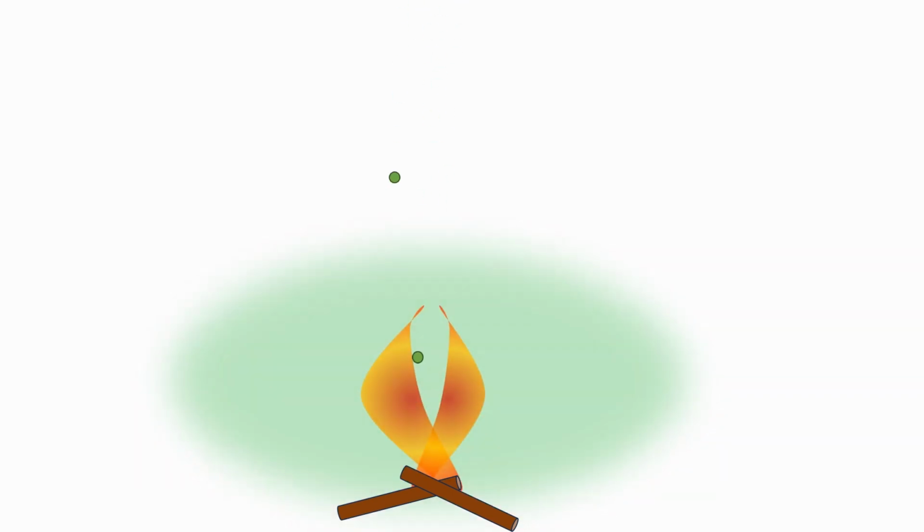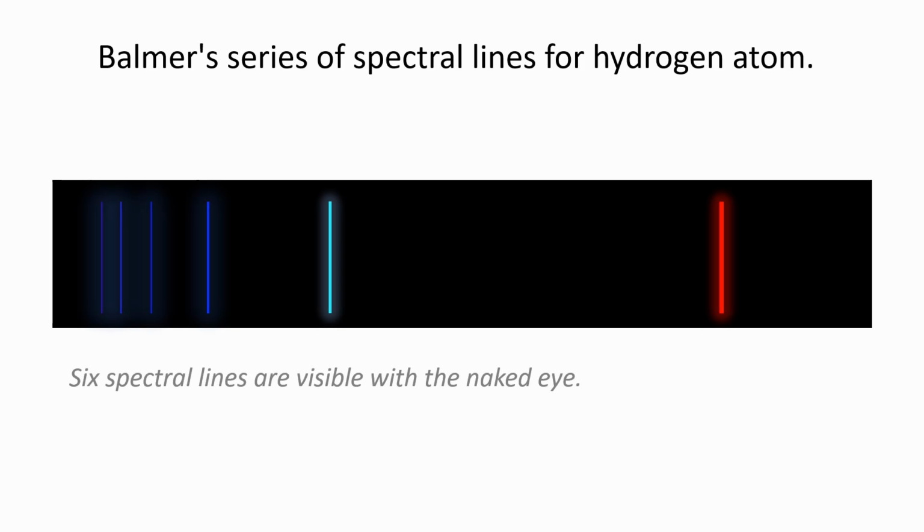When atoms are energized, they emit light at specific wavelengths. Atomic spectrum contains only specific lines, rather than a continuous spectrum like a rainbow. Each element from the periodic table has its own barcode. Physicists were unable to unravel the source of the spectra.